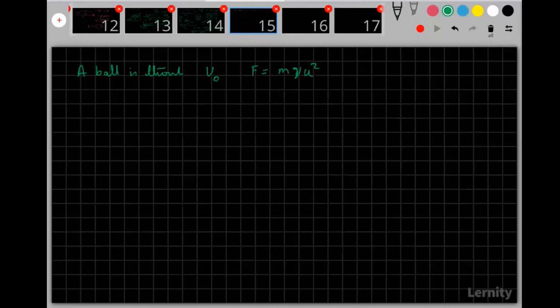Now they are asking you the time taken by the ball to reach its highest point. Time taken by the ball to reach its highest point.